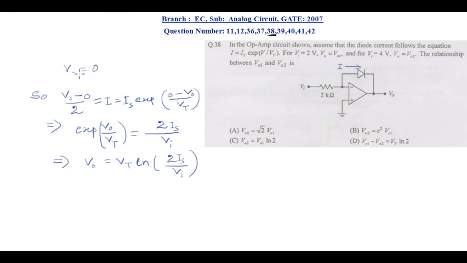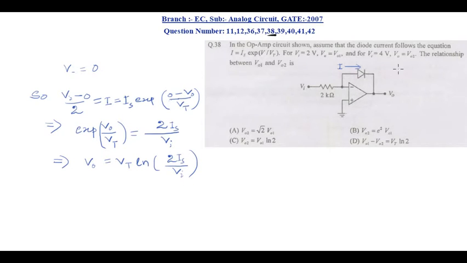So here V plus will be 0. By the virtual ground concept, V minus will also be 0. Then by applying KCL, the current across the 2k ohm resistor will be the same as the current across the diode. So as I said, V minus will be equal to 0 by the virtual ground concept. Then the current across the 2k resistor will be equal to the current across the diode. By solving this expression, we will get the output voltage to be VT ln(2/(IS)) by Vn.